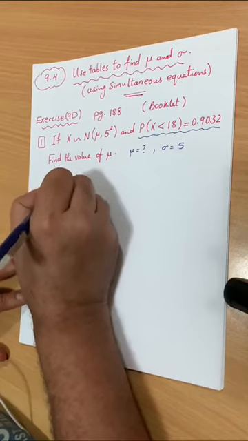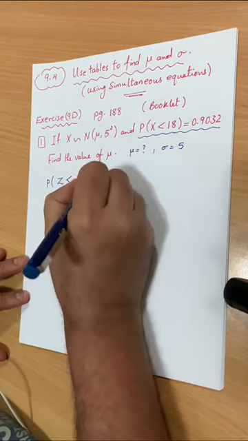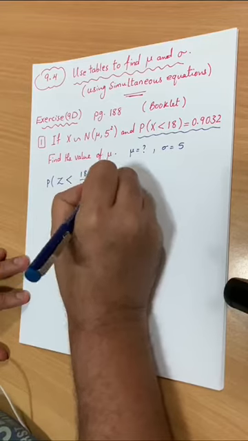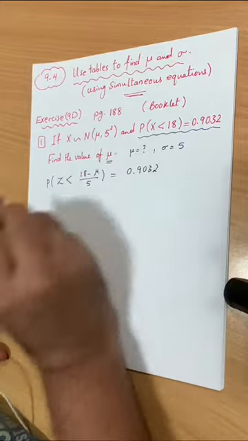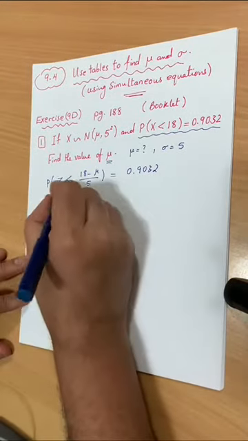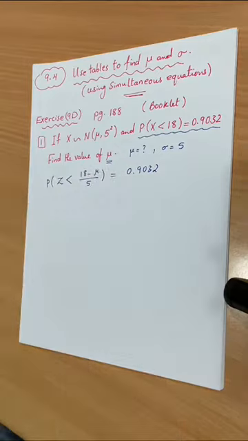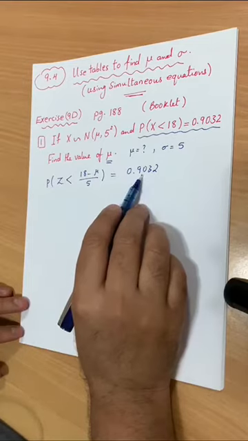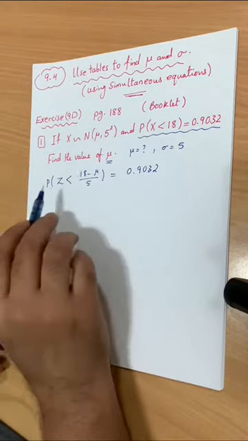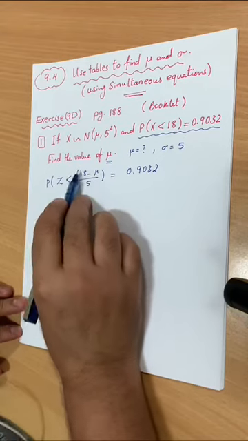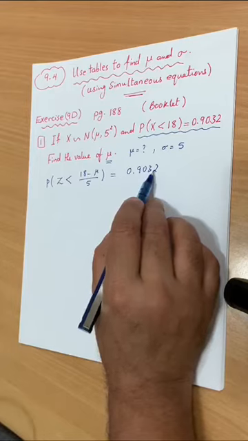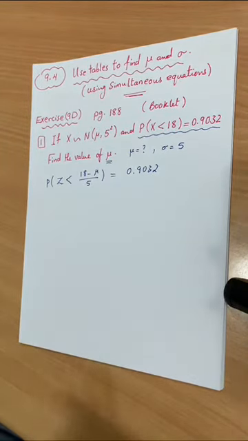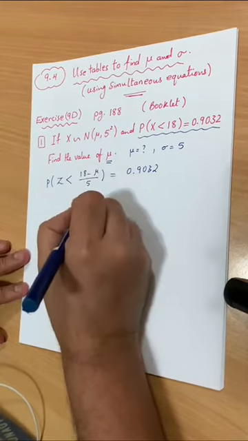So probability of Z less than (18 minus mu) over sigma, which is 5, is equal to 0.9032. It's required to find the value of mu. Now, less than, and this value is more than 0.5, which is a table value. So remember from the rule, less than with a table value means this part has to take a positive sign.